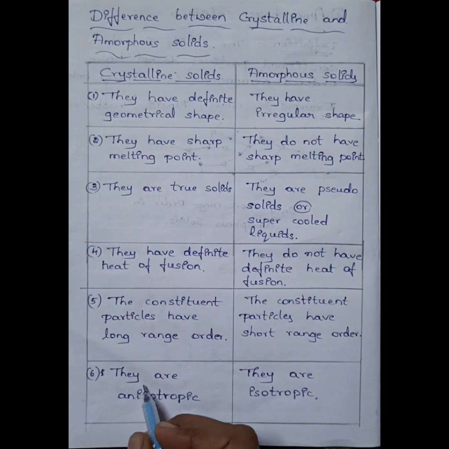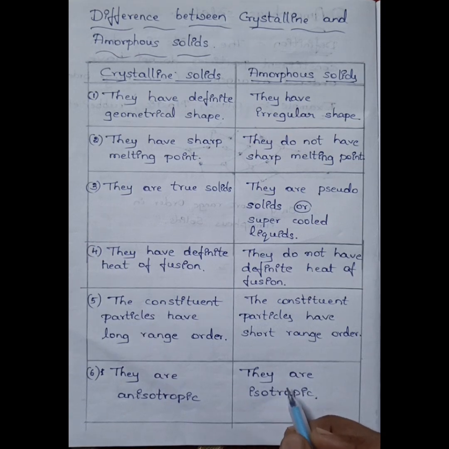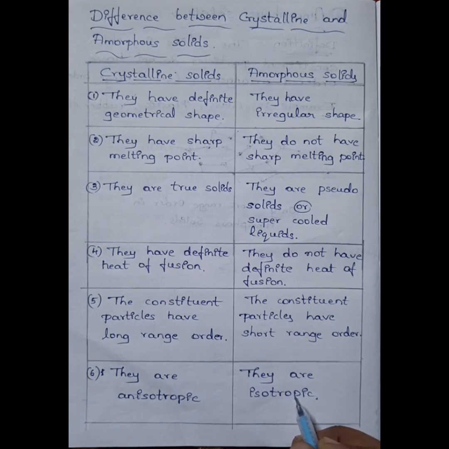And the sixth one: crystalline solids are anisotropic. What is anisotropic? Anisotropic means the physical properties are different in different directions. Amorphous solids are isotropic. Isotropic means the physical properties are the same in different directions. So here the physical properties vary in different directions, but here the physical properties are the same in all directions.